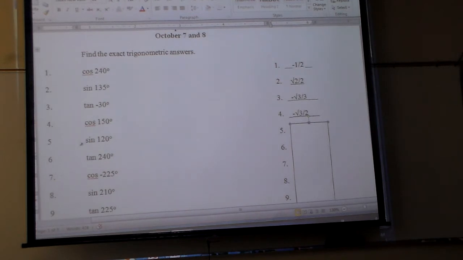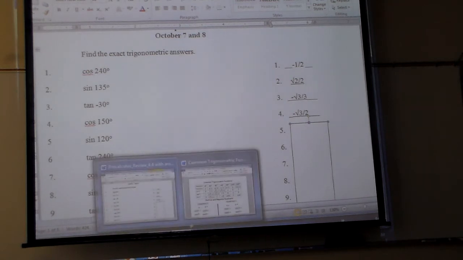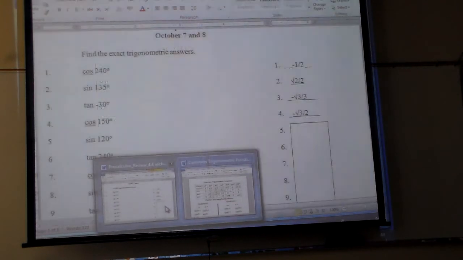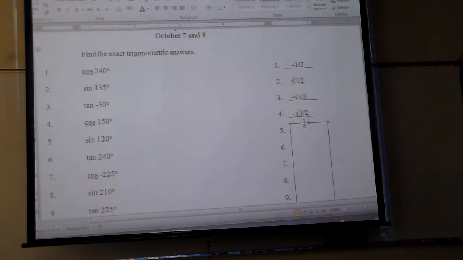Sine of 120. Is it closer to 180 or 360? 180. So what's the alpha angle for 120? 120 is how far from 180? 60. So what's sine of 60? Square root of 3 over 2. And where is 120? Quadrant 2. So sine's positive, so it's positive square root of 3 over 2.